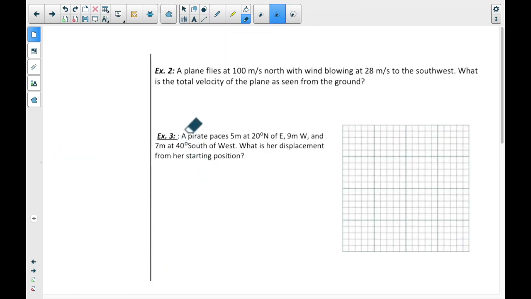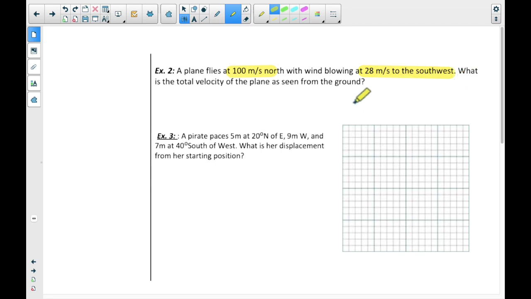All right, example number 2. A plane flies 100 meters per second north with wind blowing at 28 meters per second to the southwest. What is the total velocity of the plane as seen from the ground? Okay, so we've got a couple things going on here. One is we have the plane flying at 100 meters per second north, and then we have a wind blowing at 28 meters per second to the southwest.